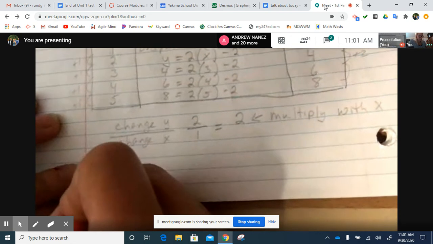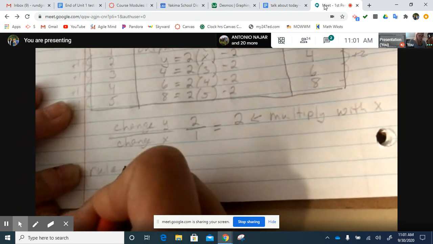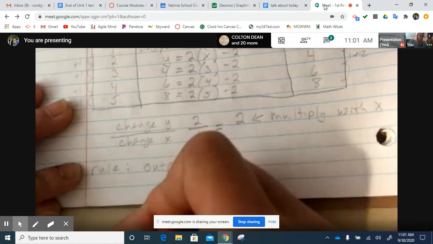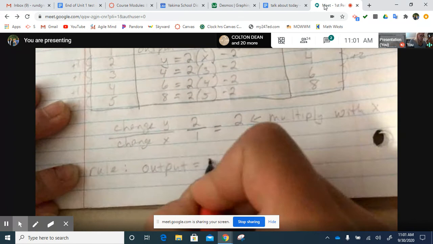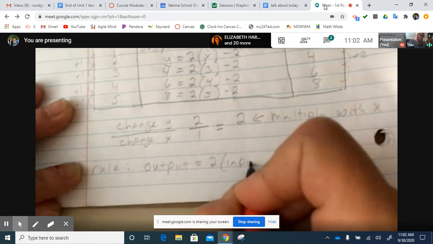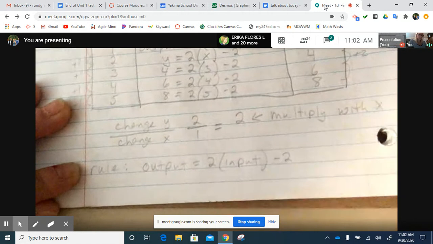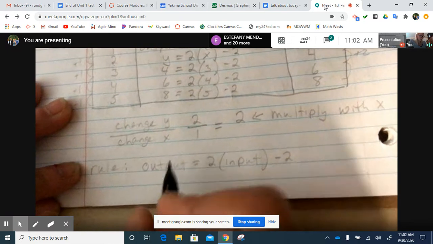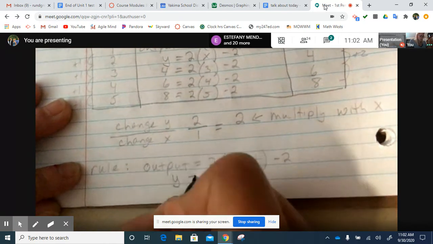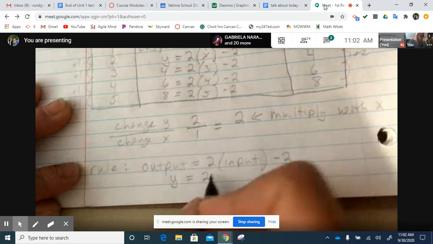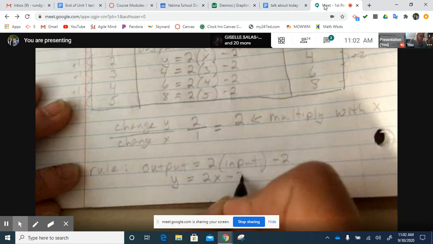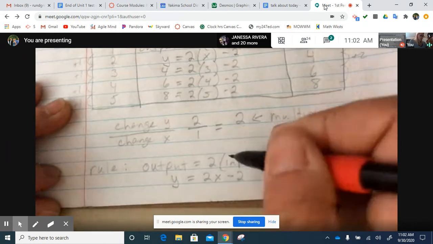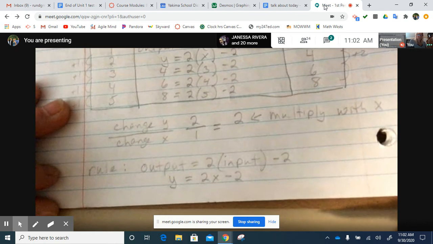So for the rule, we have output equals 2 times the input minus 2. And we know our output is Y. Y equals 2 times our input is X minus 2. So I will accept either one of these answers for the rule.